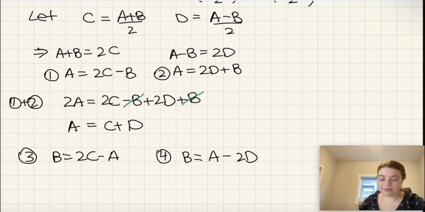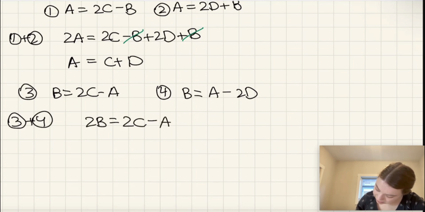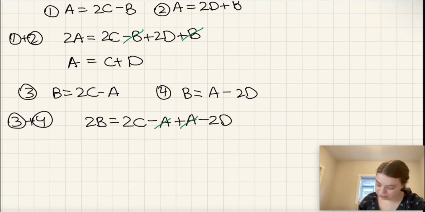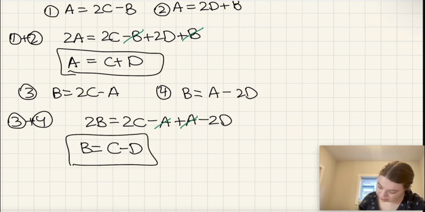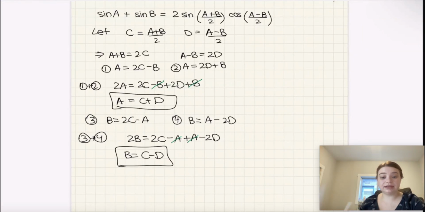And now I'm going to add up 3 and 4 together. If we add up 3 and 4, I get that 2B is equal to 2C minus A plus A minus 2D. And then I'm just going to cancel out the minus A plus A and divide everything by 2. And we get that B is equal to C minus D. And there we have it. So in summary, the important takeaways from this exercise are that A is equal to C plus D and B is equal to C minus D.